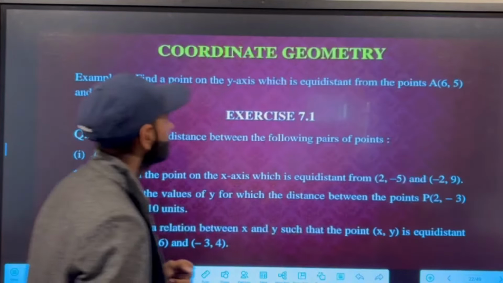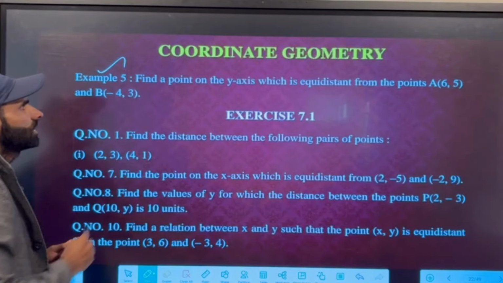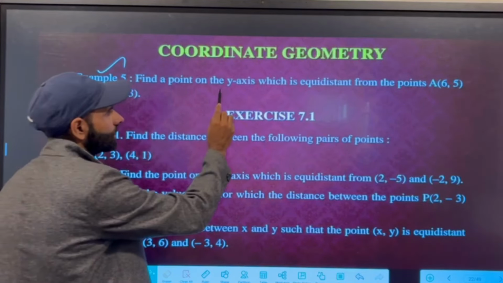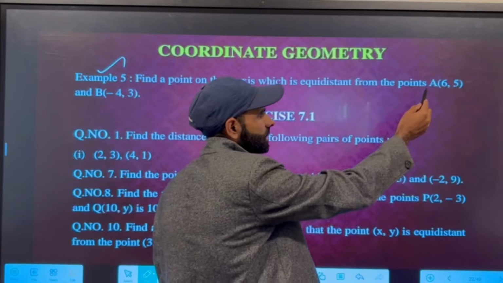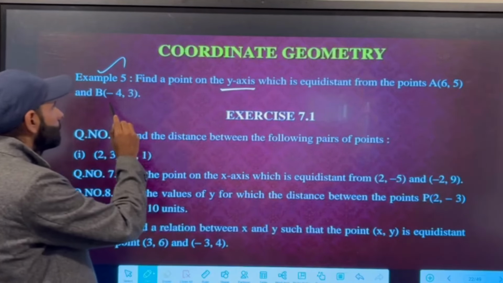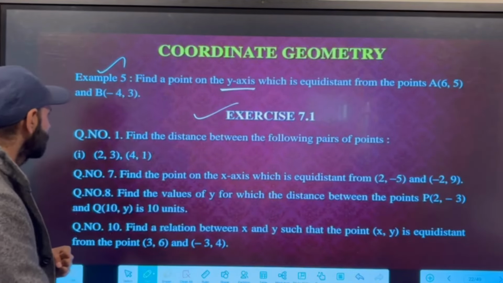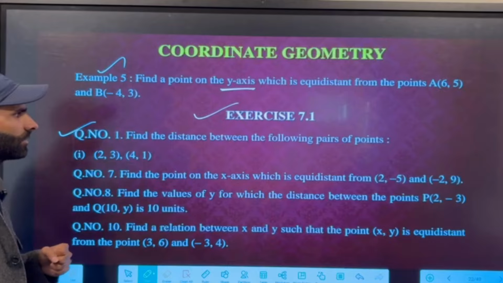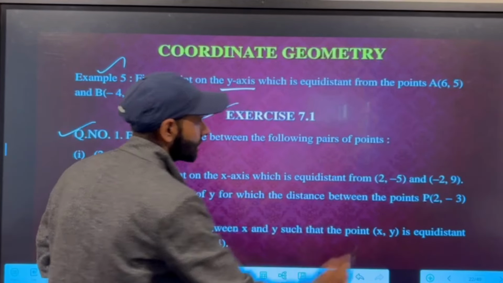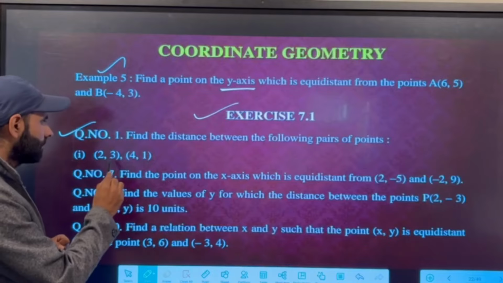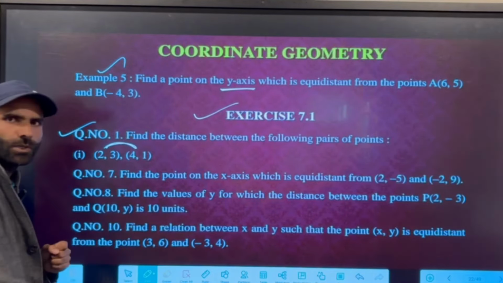From the next chapter, coordinate geometry. Example 5 may be asked. Find a point on the y-axis which is equidistant from points A (6, 5) and B (-4, 3). Exercise 7.1, question number 1, it may be asked as objective. Find the distance between the following pairs of points: (2, 3), (4, 1). We have to find the distance between these two points.